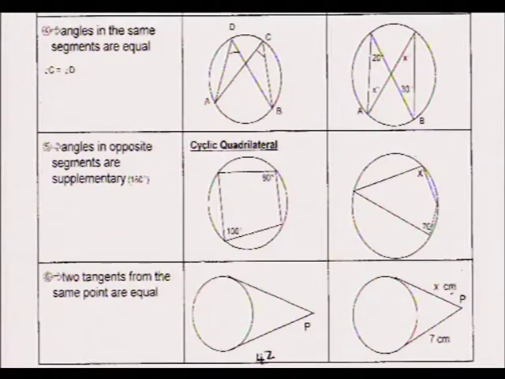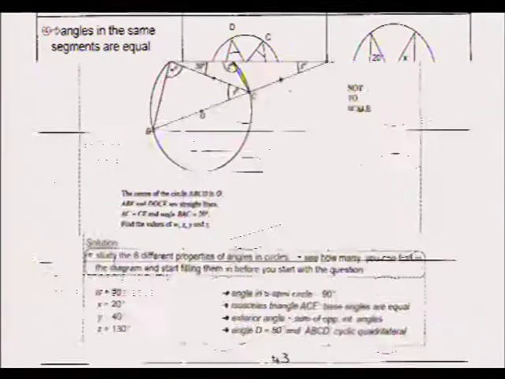And then also angles in the same segment are equal, like D and C are equal. And number 5, the angles in opposite segments are supplementary. For example, in this case, the opposite angles, 100 plus 80, will give you 180 degrees. The same with the example there, 70 plus what will give you 180. And when you have two tangents from the same point, they are equal. So, the one is x centimeters, the other one is 7. Then the one that I marked x, it will also be 7 centimeters.